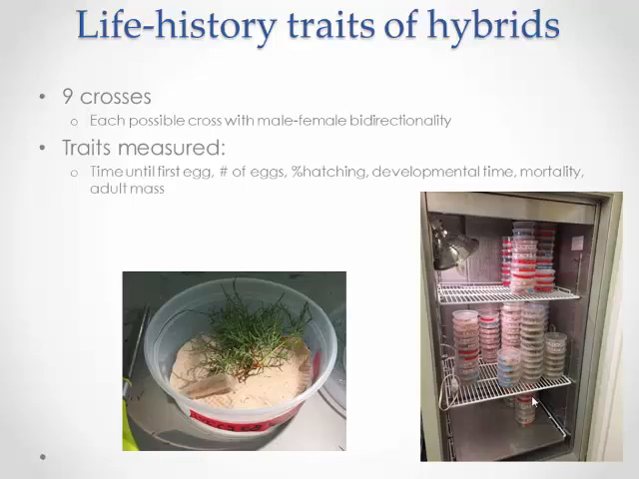We are looking at a whole suite of life history traits. This is not even all of them. But basically, we're looking at traits related to fitness, such as fecundity, oviposition timing, developmental time, mortality, and adult weight.